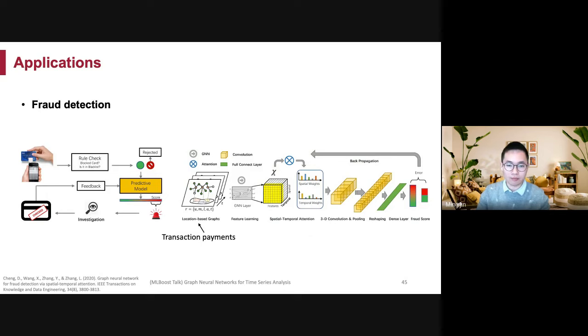Another example is fraud detection, which I think is very straightforward, right? When we have transaction networks, if one of the nodes is an anomaly, such as fraud or something, then the node connected with this node, for example the one with frequent transactions, could with high probability be fraud as well. So that is the very straightforward idea behind fraud detection using GNNs in the real world.